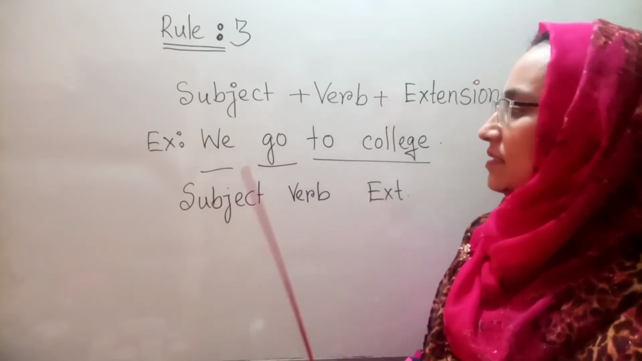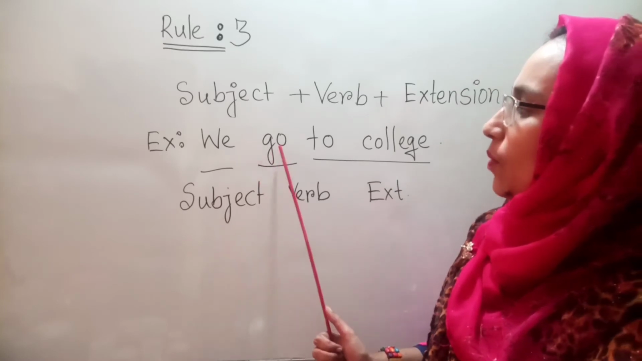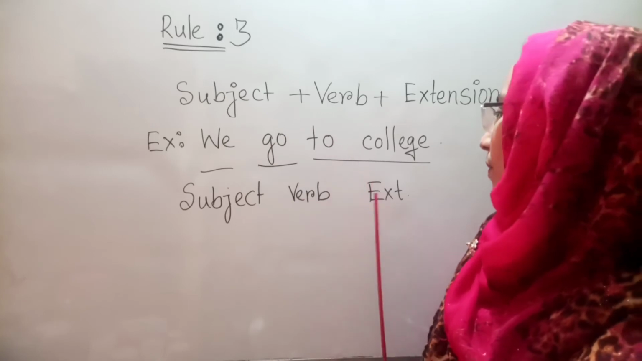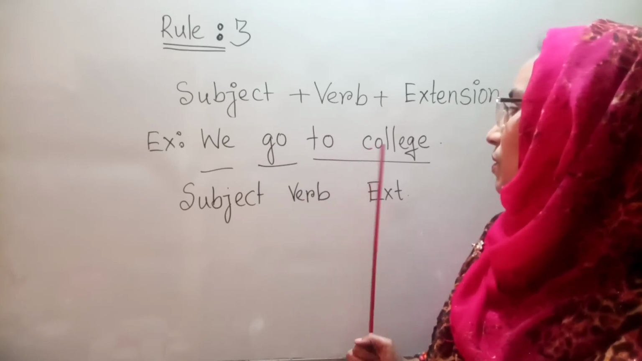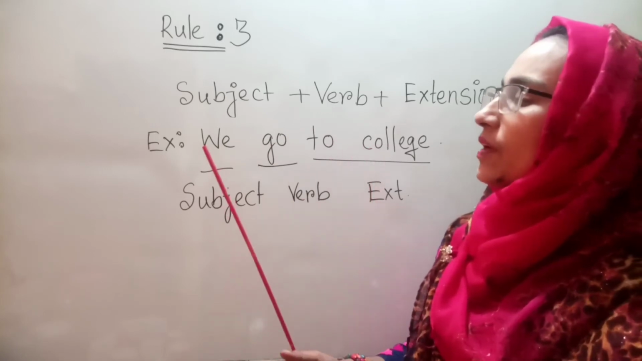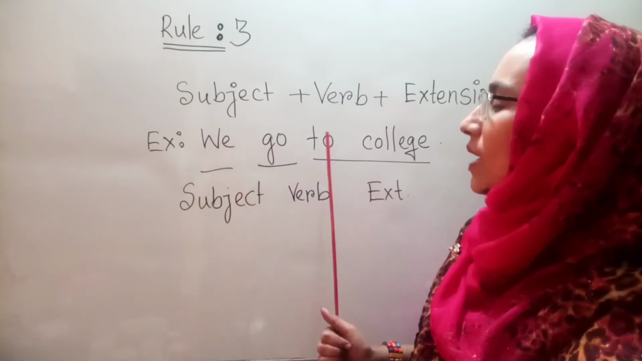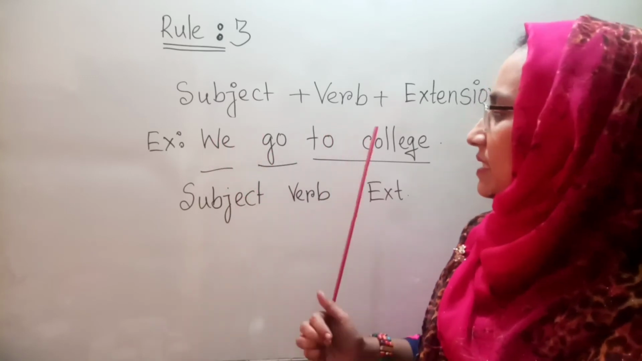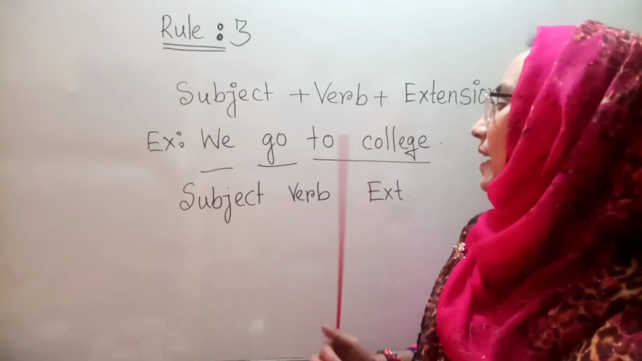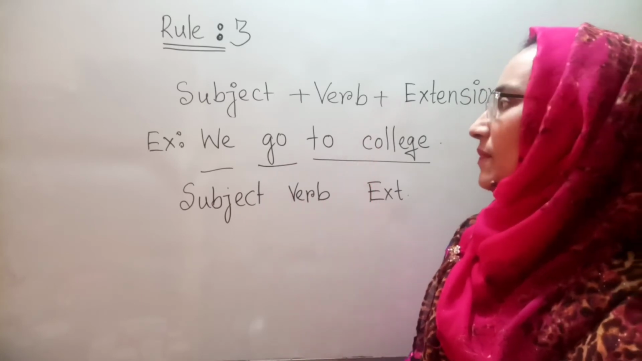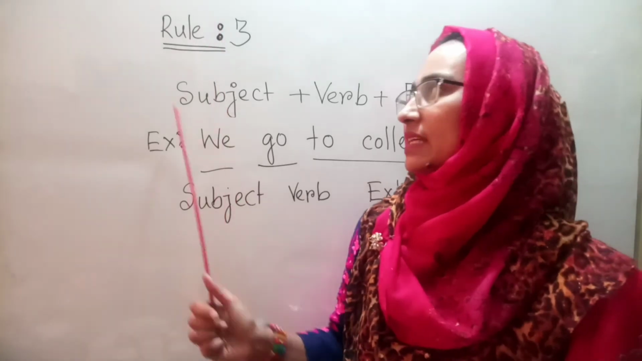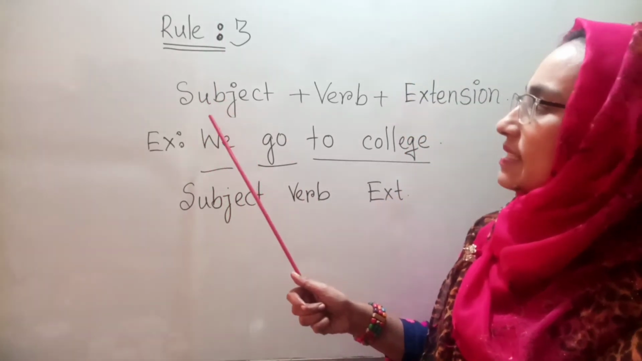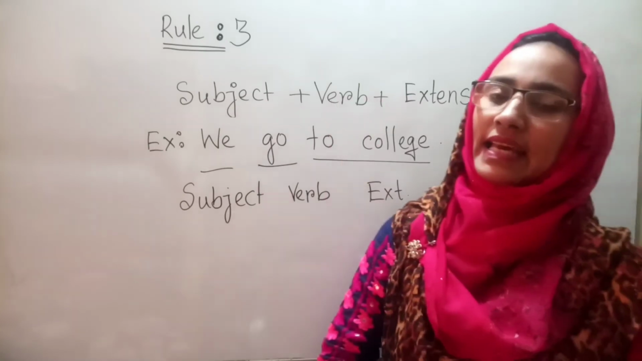Here you ask the verb, we go where? We get the answer to college. But if we ask, we go what? We didn't get any answer. That's why this is not object and this is extension. So in this way, we make a sentence by using subject, verb and extension.